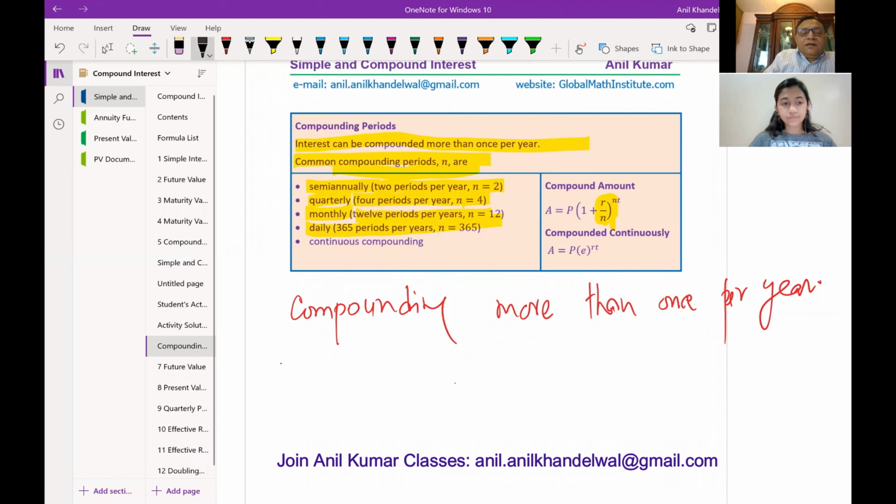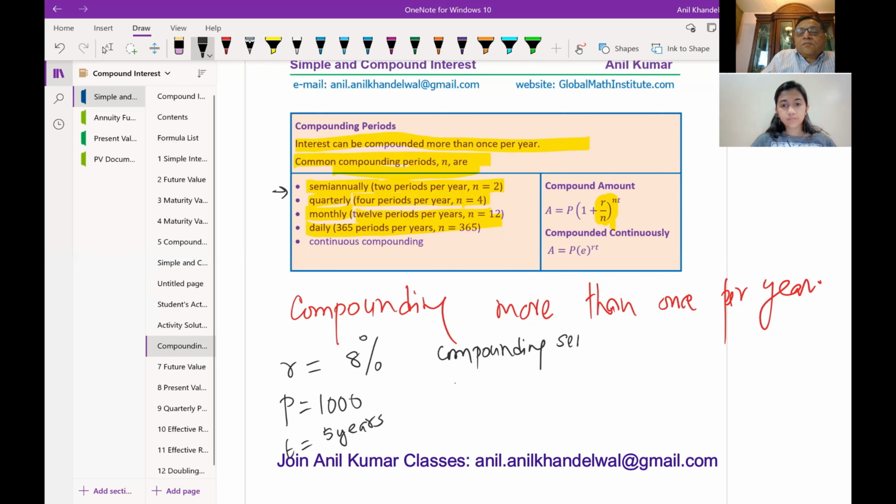If I have rate of interest r, let us say 8%, and amount A, we'll calculate amount A. First let me write the principal as, let us say, $1,000. And we want to do compounding. Let's say time is 5 years, but we are compounding semi-annually. Semi-annually means twice.